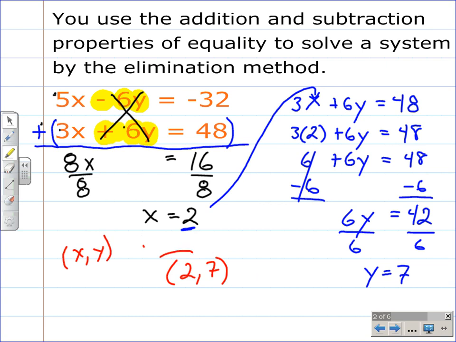So what this means is that these two equations have one solution, the point where they would cross, or the point where they do cross, and it will make both of these equations true.